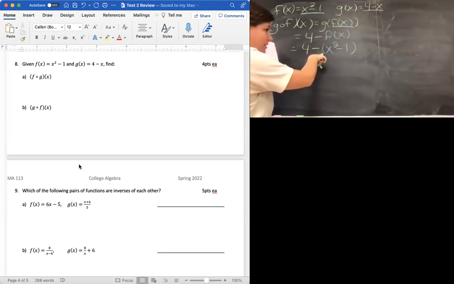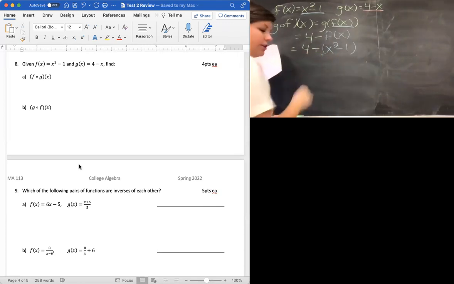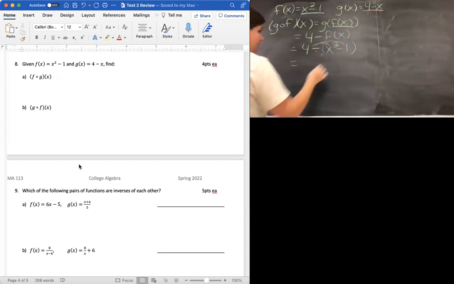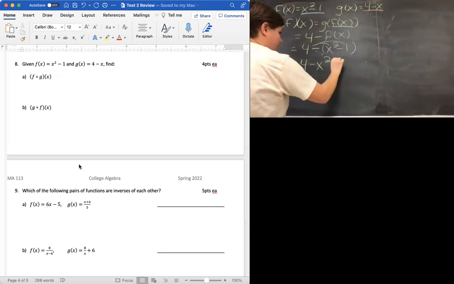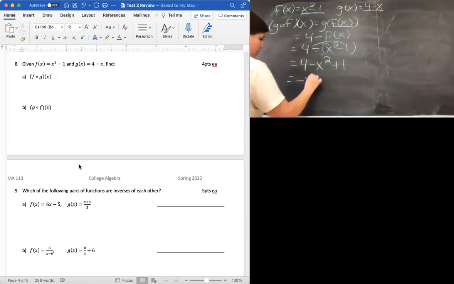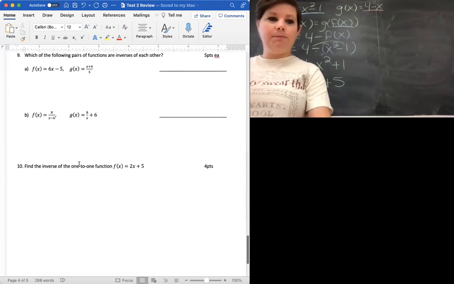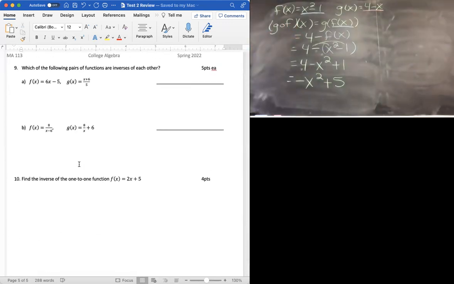Notice I had parentheses though, because that minus is going to affect everything inside of that f of x. So I'm going to distribute that negative in, where it's 4 minus x squared plus 1. Again, I'm going to reorder it to have my x squared first. And then I have 4 plus 1, which is plus 5. So that was f of g, this was g of f. Both of those can be found in 2.6.